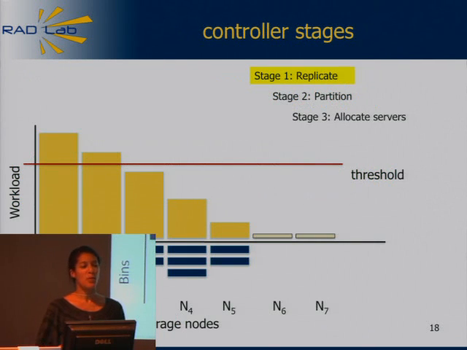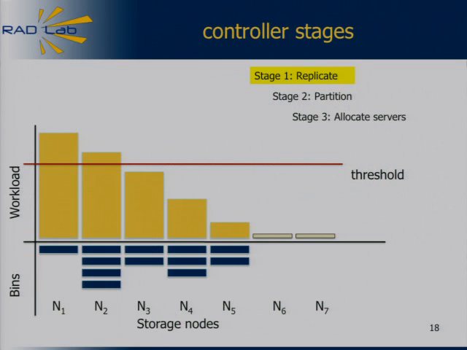So I'm just going to walk you through how the controller works. It makes periodic decisions, say every 20 seconds is what we used, and it operates in 3 stages. It has a replication stage in which it looks at whether any server has a data bin, a range of data, that's small enough, and this is a parameter, that you can no longer split it, so you actually want to start replicating.